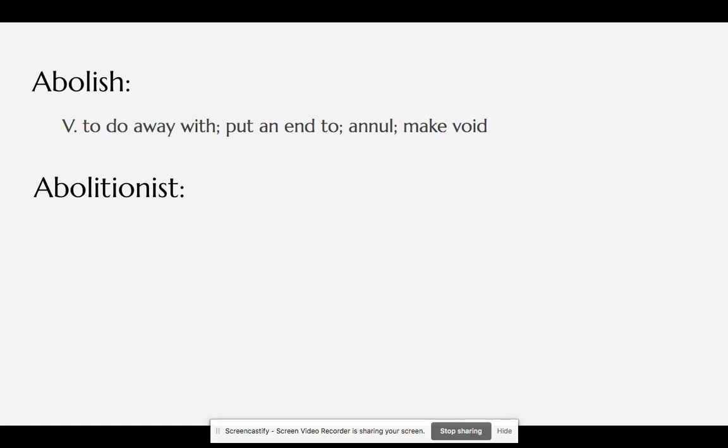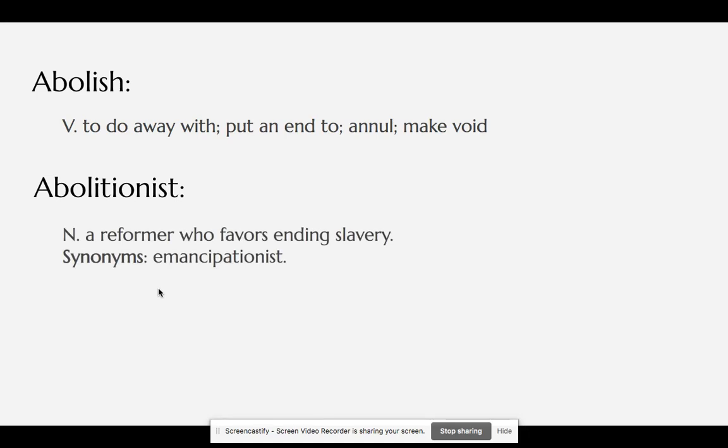And just a little bit of vocabulary for you. Words that typically end in -ist mean one who. So if we were to break that down, we might think of one who abolishes. So an abolitionist is a noun because it's a person, and it's a reformer who favors ending slavery. And a synonym for that would be an emancipationist. And that word comes from, if you remember last week, the Emancipation Proclamation, which was the freeing of slaves.